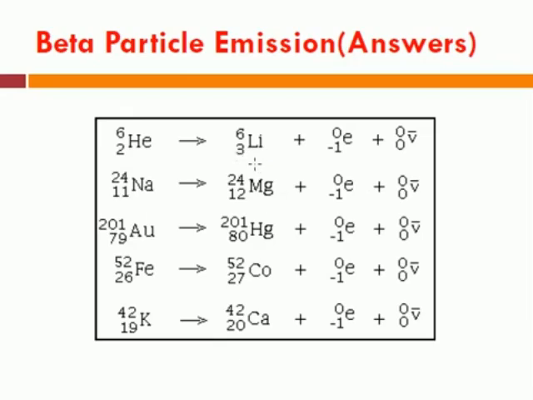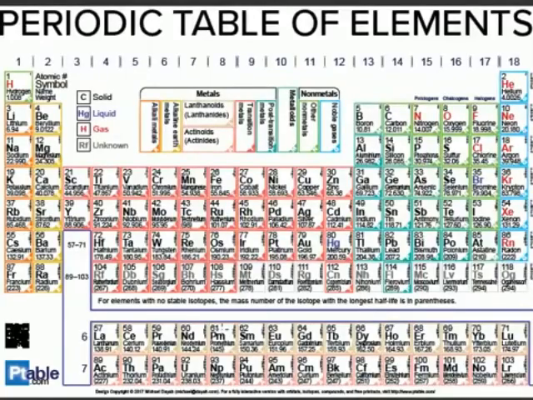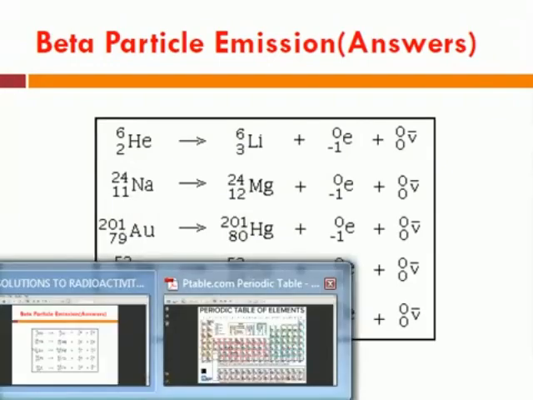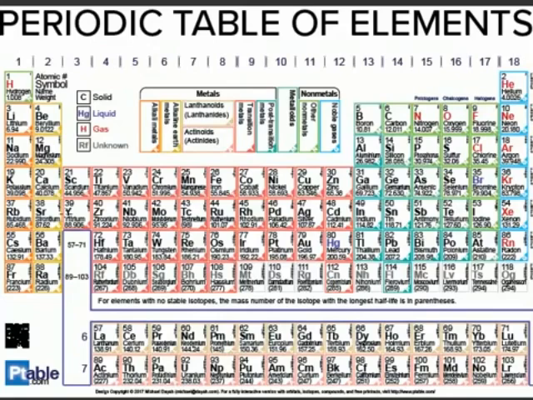The element with atomic number of 3 is lithium. Okay, so let's verify. So this one is lithium 3 here. And next, we have this one, 0 plus 0, so we have 24 here, 24 here. Then negative 1 plus 11, so that is 12. The element with atomic number of 12 is magnesium.